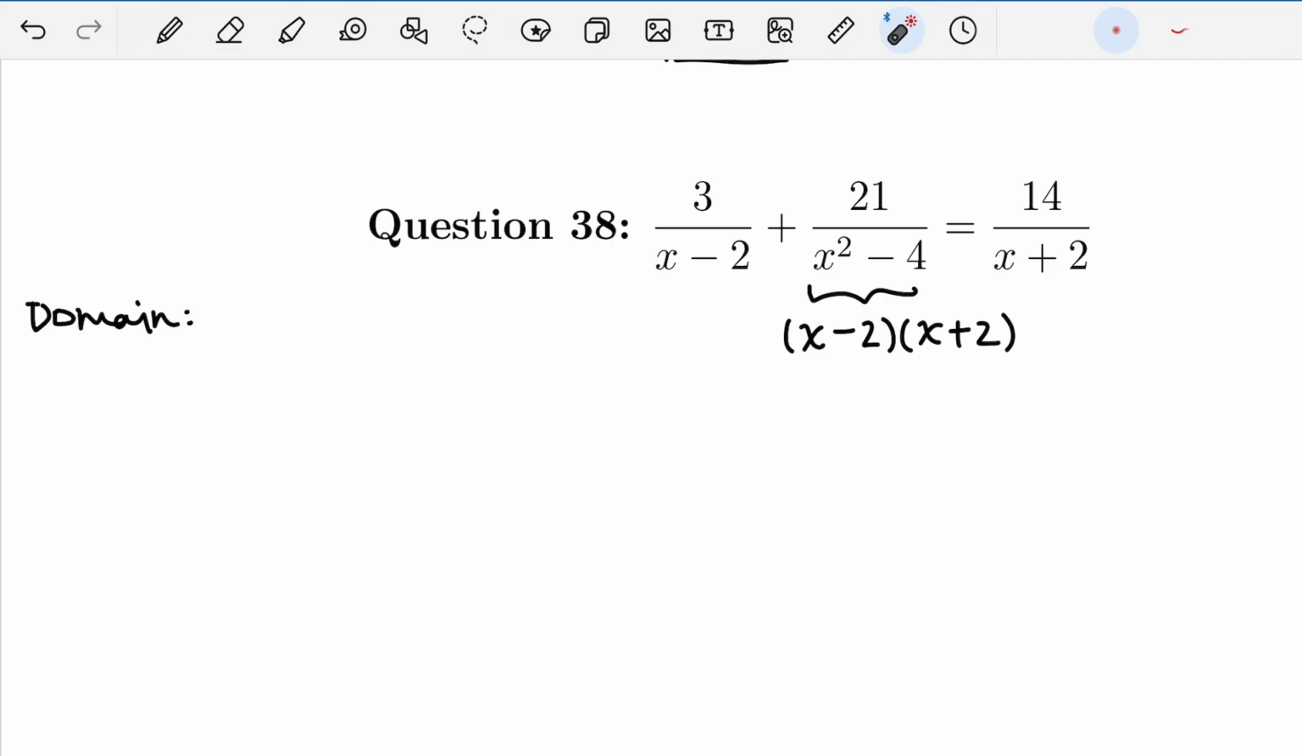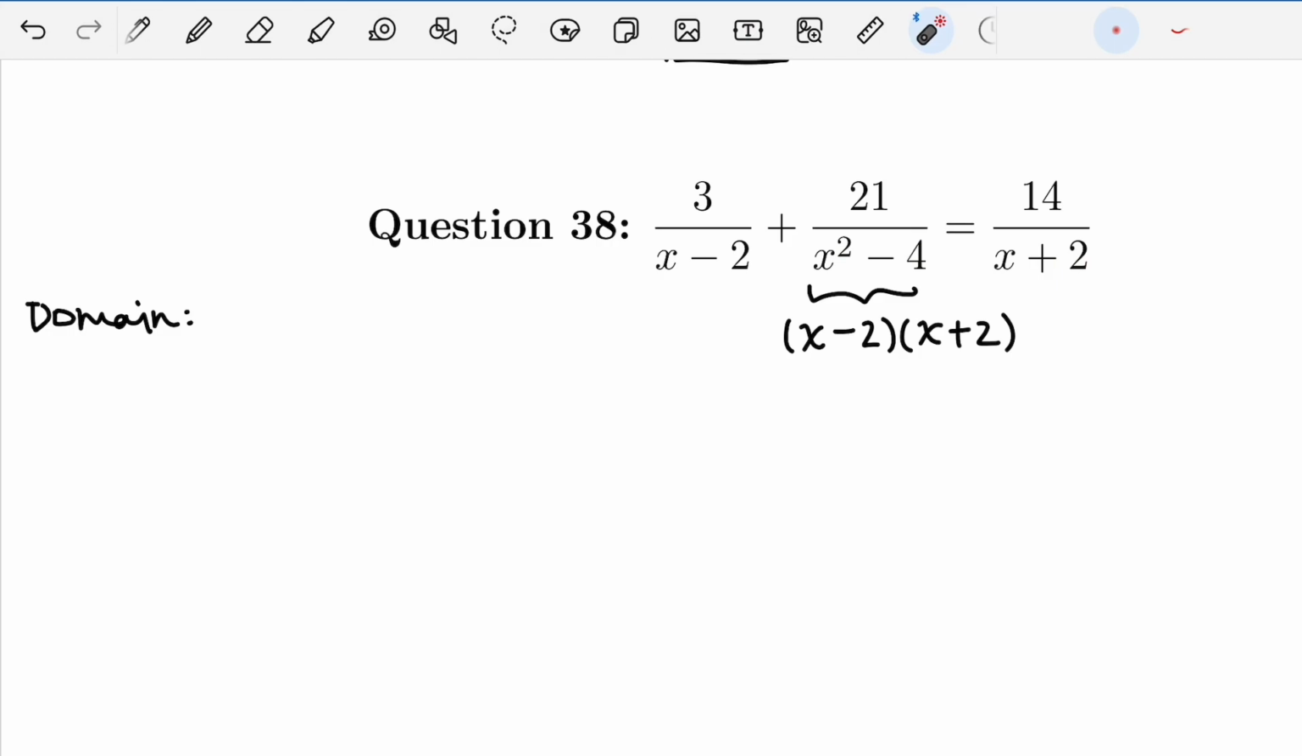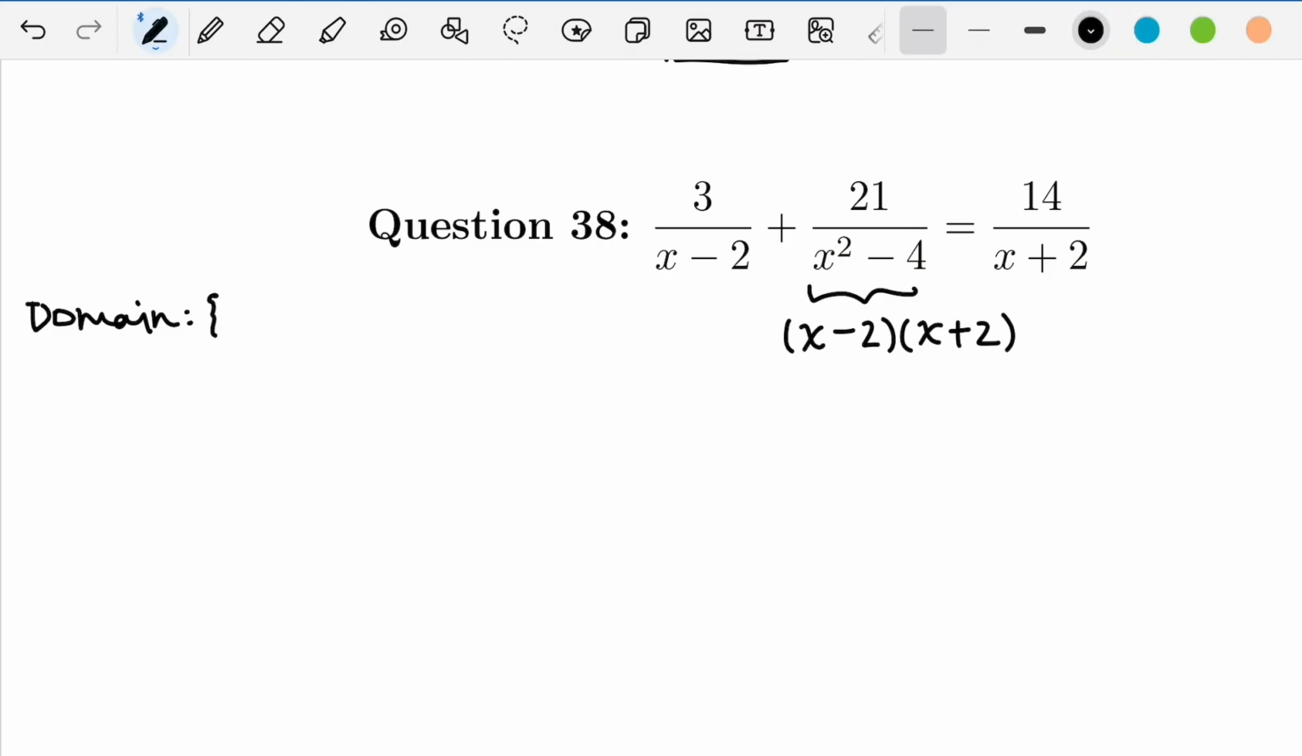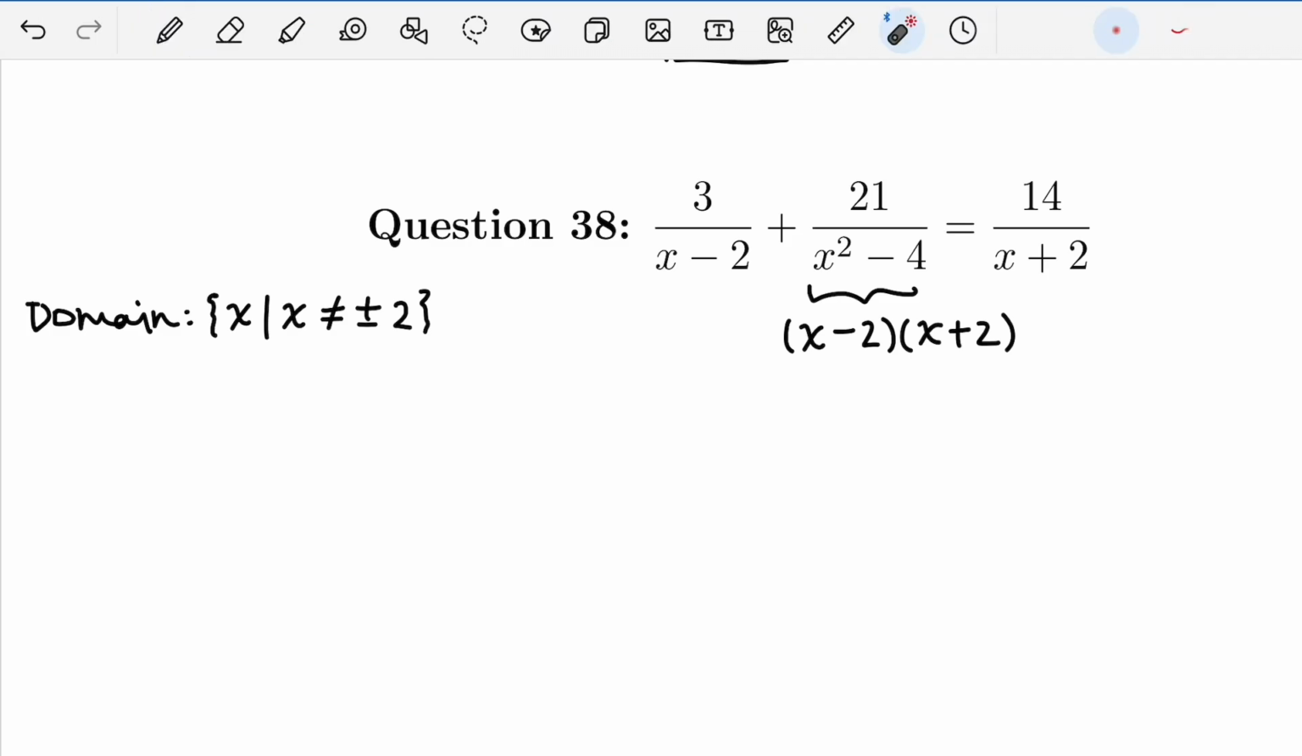So that means our domain here is going to be all real numbers except positive and negative 2. So we're going to write that here, and I'm going to write this in shorthand. I'm just going to say x such that x is not equal to plus or minus 2 here. But for all of these, our variable x is going to be a real number.